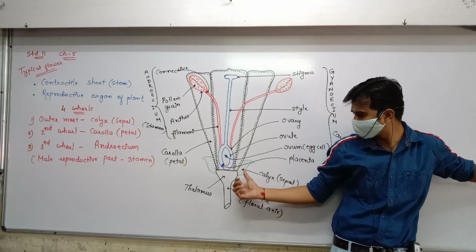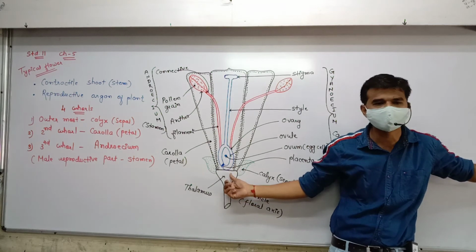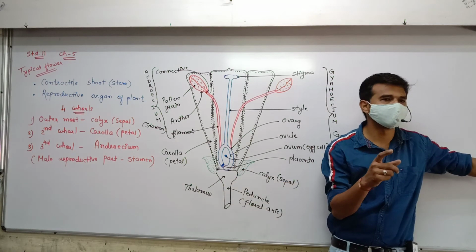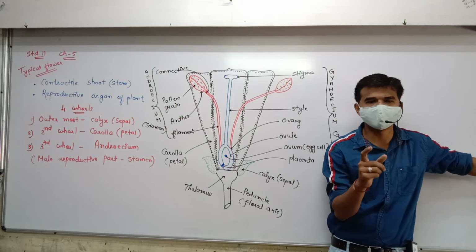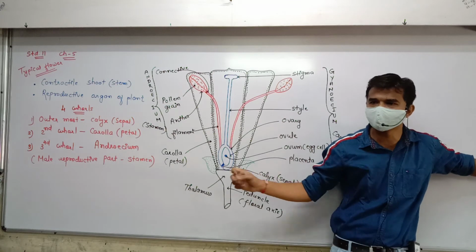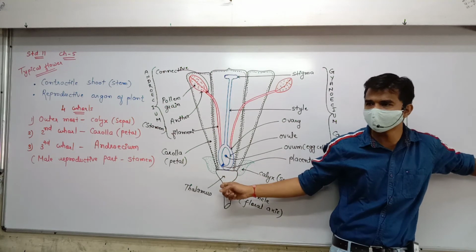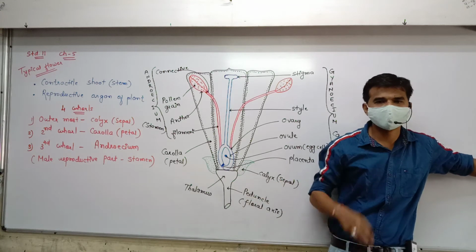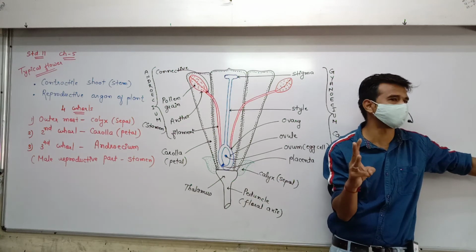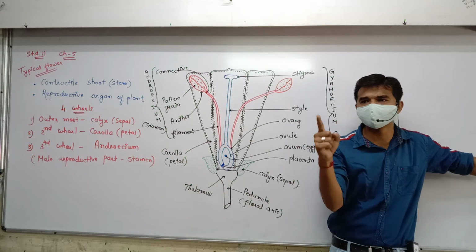Okay, so this calyx is attached to the thalamus also. All the units of corolla, all the petals, are also attached to the thalamus. Third is known as androecium. The unit of the androecium is known as stamen.